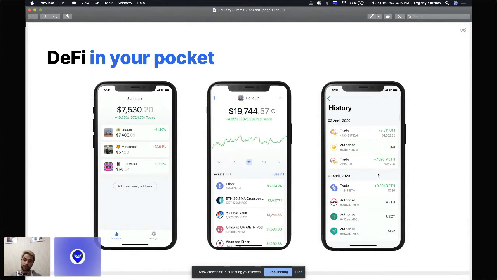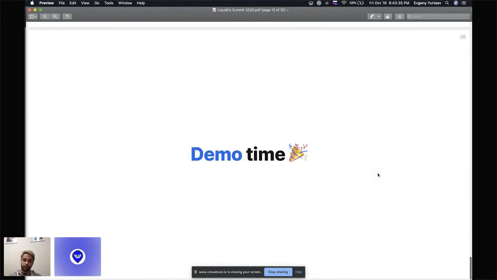And later this year, we are coming up with the feature to actually make transactions through your mobile app via Wallet Connect. So stay tuned for these announcements as well. And yeah, thanks for listening.